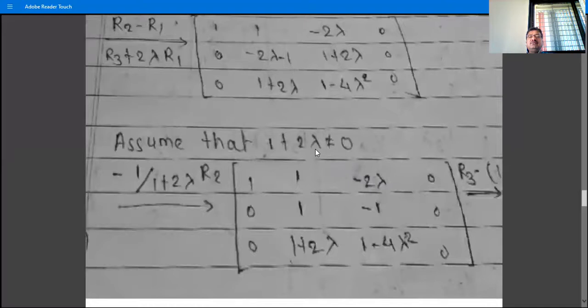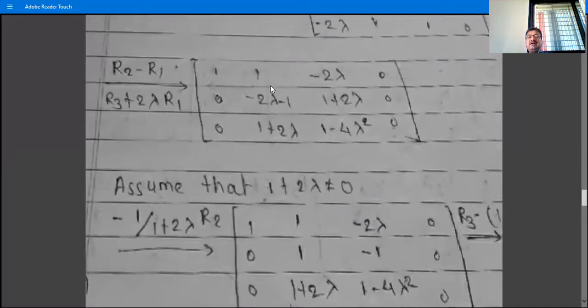Then we have to reduce this matrix again to echelon form. For that, we have to reduce this element to 1. When we do that, we assume that minus 2 lambda minus 1 is not equal to 0, that is, 2 lambda plus 1 is not equal to 0. So we assume that 1 plus 2 lambda is not equal to 0. Then we apply minus 1 by 1 plus 2 lambda.